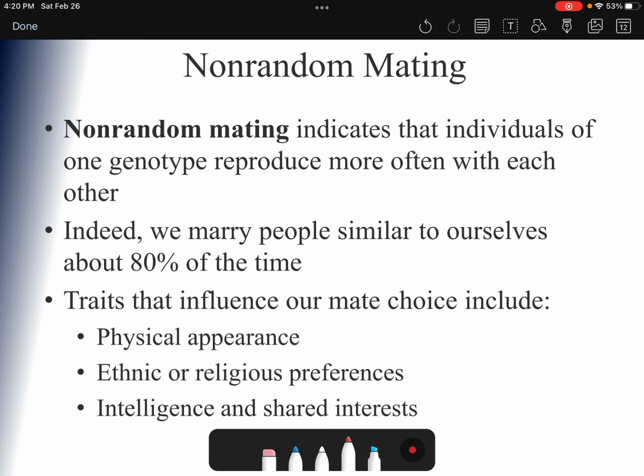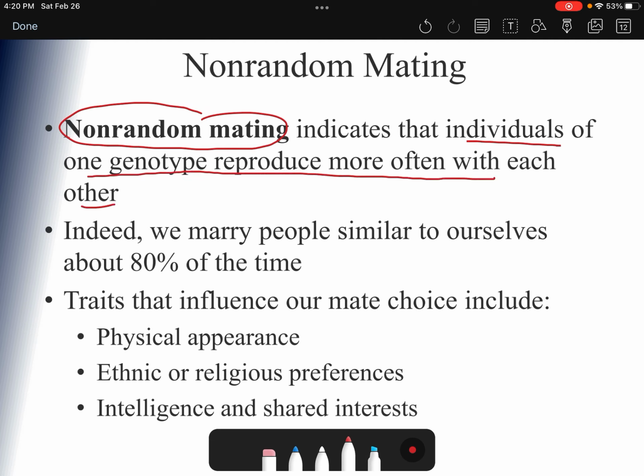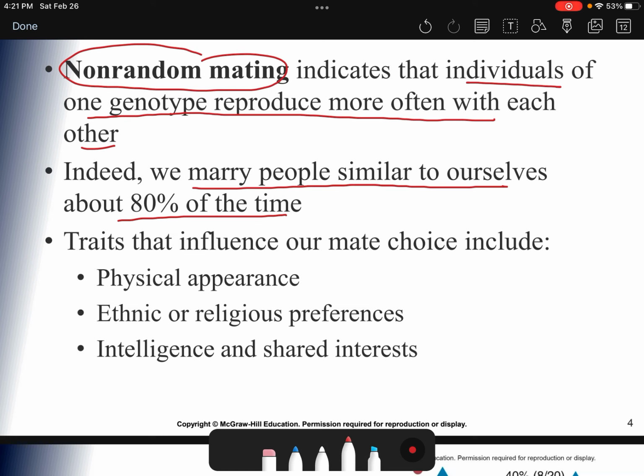So the first one, non-random mating. Remember that means that individuals of a certain genotype tend to reproduce more often with each other. There have been many studies done over the years, and what they found is that people tend to marry people similar to themselves about 80% of the time. And we've talked about this before in the last chapter, but some of the things that might attract another person to choosing their potential mate are things like physical appearance, ethnic or religious preferences, maybe just intelligence or other shared interests. But most of the time we're going to pick somebody who has similar values, and maybe we're brought up very similarly. Certainly opposites attract, but a lot of times we're attracted to people very similar to ourselves.